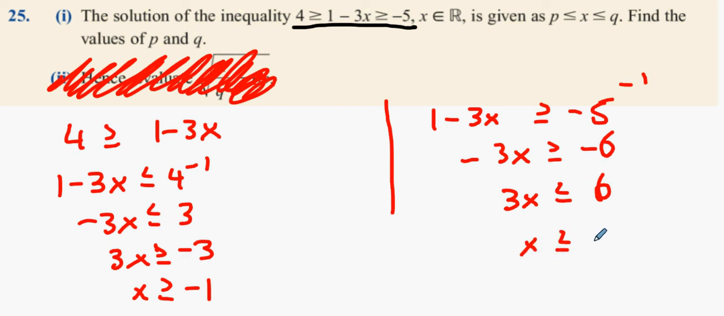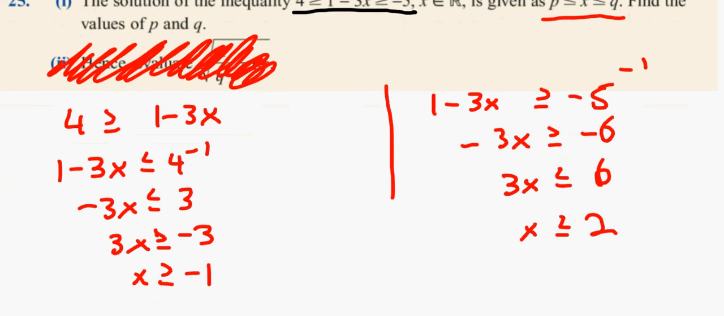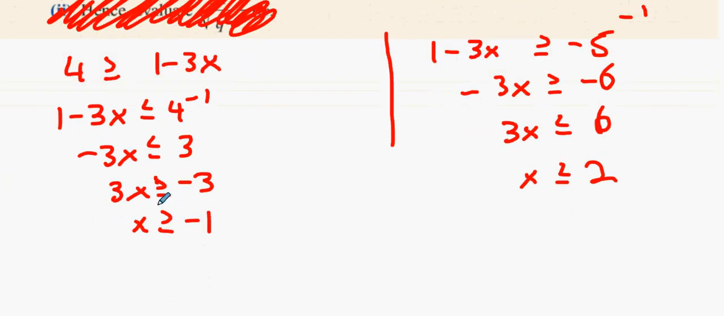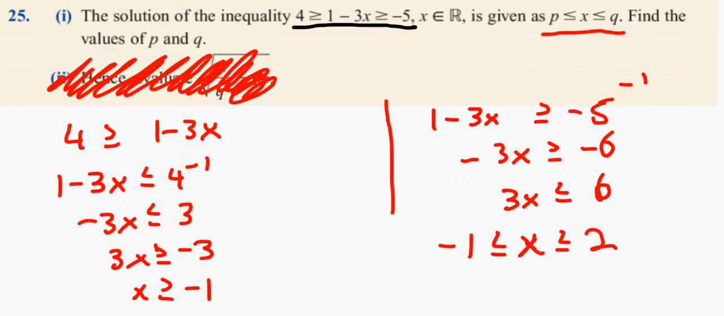Does it say I have to do a number line? No. Now, it wants it presented like this. Anybody tell me how to get presented like that? What can I do here? Switch. What happens? Minus 1 less than or equal to? Now what happens? See that? And then what are the two numbers then? What's P? P is minus 1. Q?